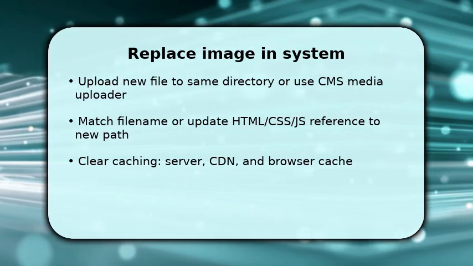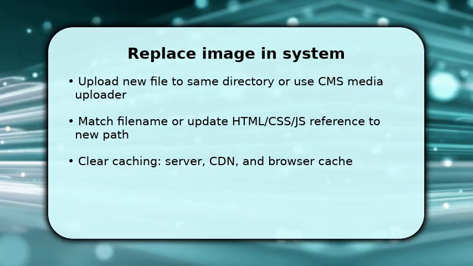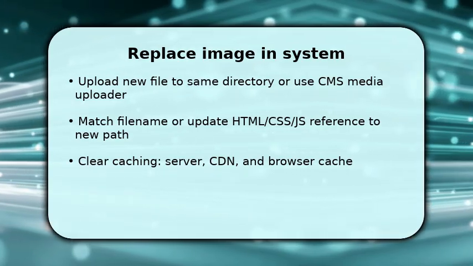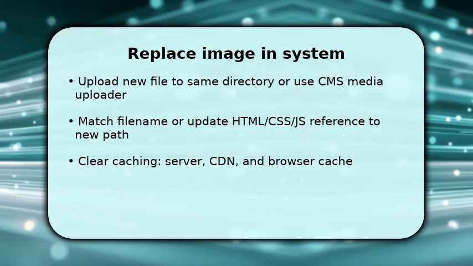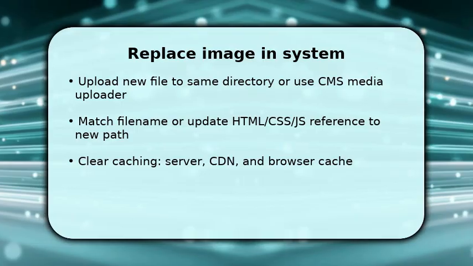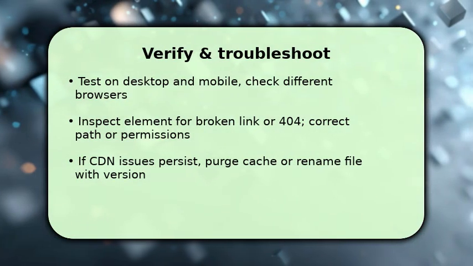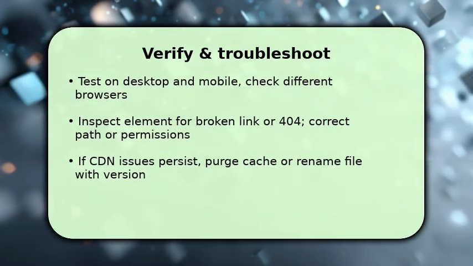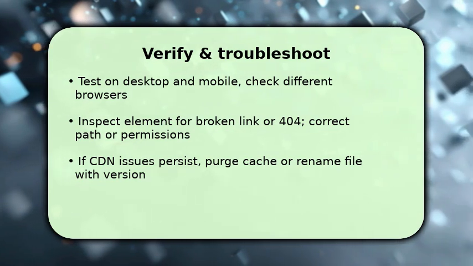Once updated, clear any server or CDN cache and then refresh your browser cache so you see the change immediately. If you use versioned assets, increment the version. Finish by verifying the image loads correctly across devices and browsers. You should inspect the element to confirm the image URL returns 200 and not 404.